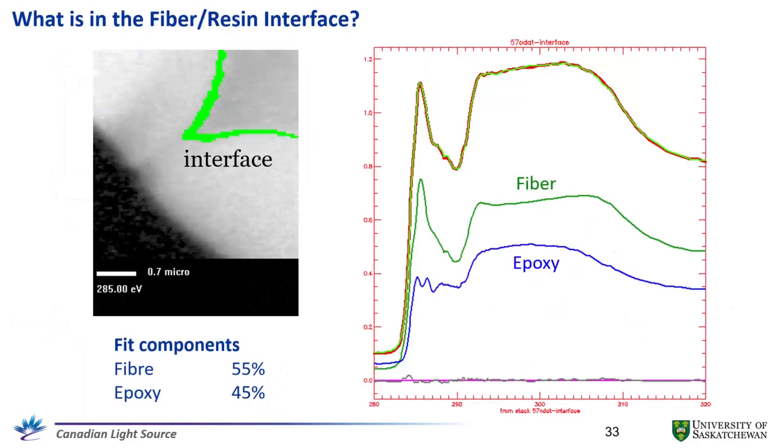So we look at the spectra from different regions and compare them. We clearly see some mixing, like a diffusion layer at the interface, and we can even calculate how much of each component is within this diffusion layer.